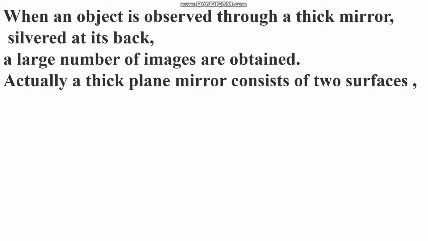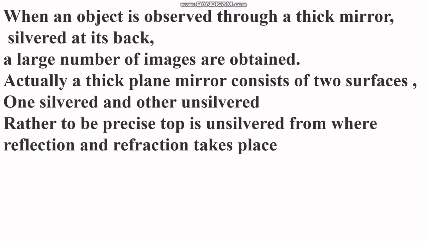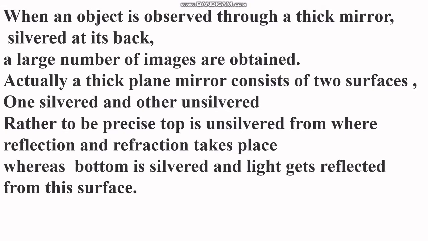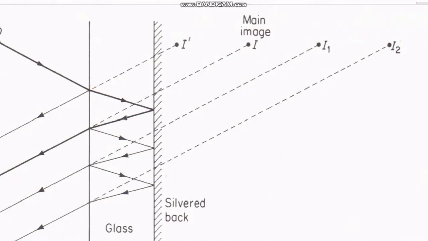Actually, a thick plane mirror consists of two surfaces, one silvered and other unsilvered. Rather, to be precise, top is unsilvered from where reflection and refraction takes place, whereas bottom is silvered and light gets reflected from this surface. To sum up, light suffers multiple reflections and refractions, leading to formation of multiple images.